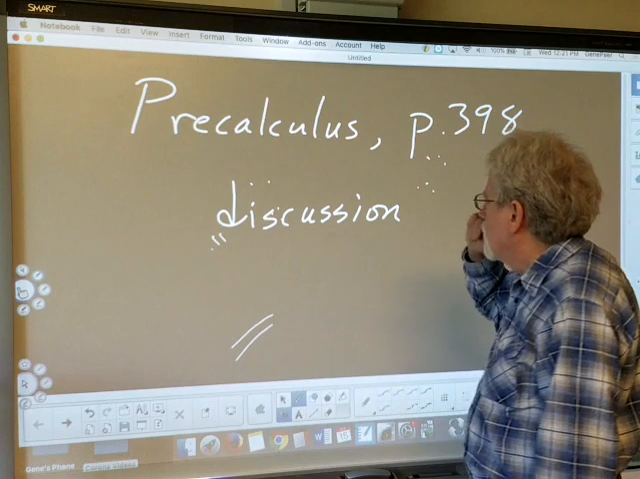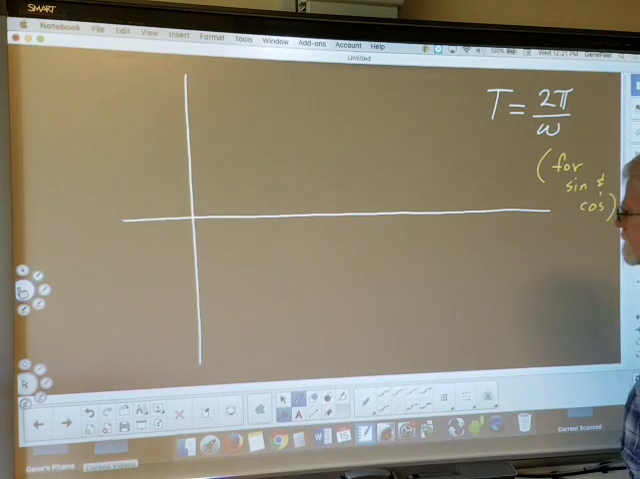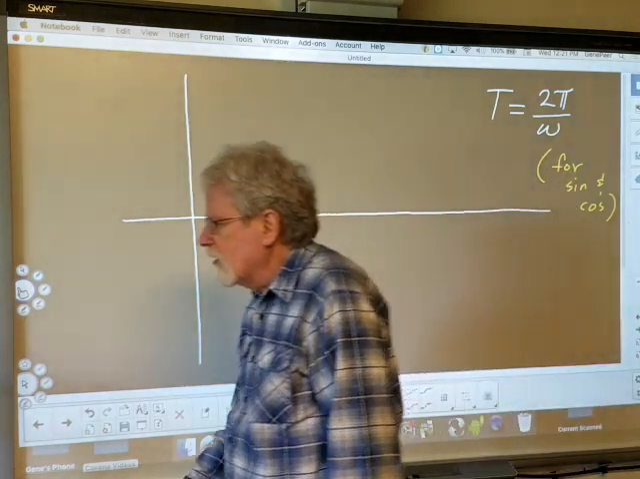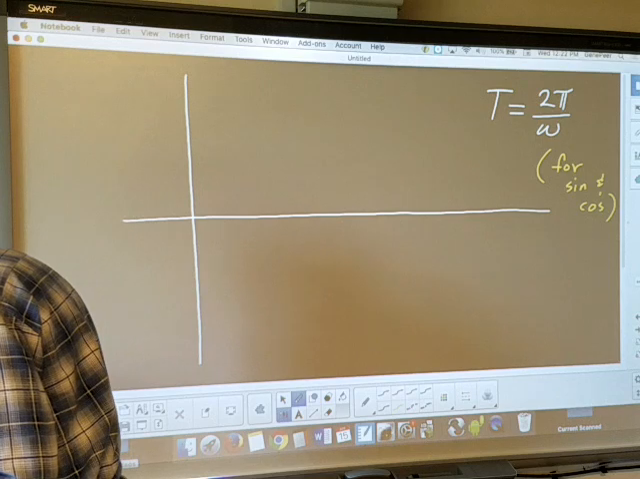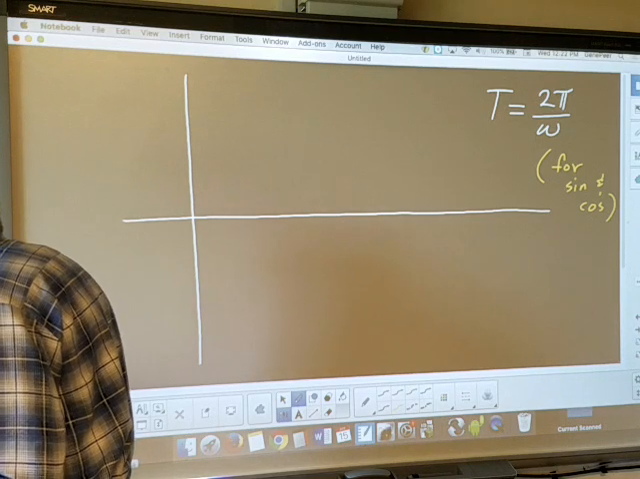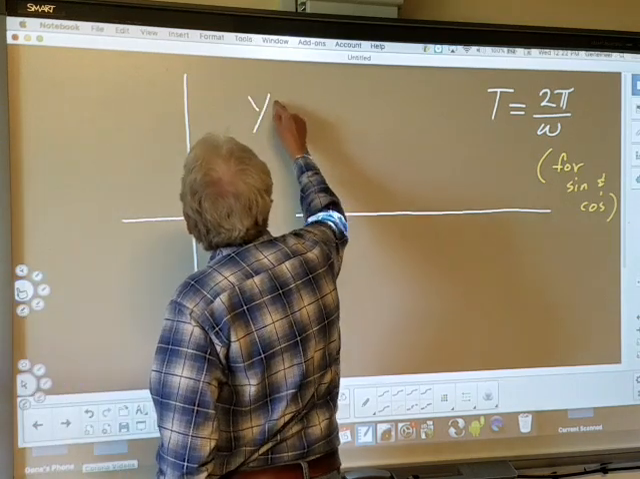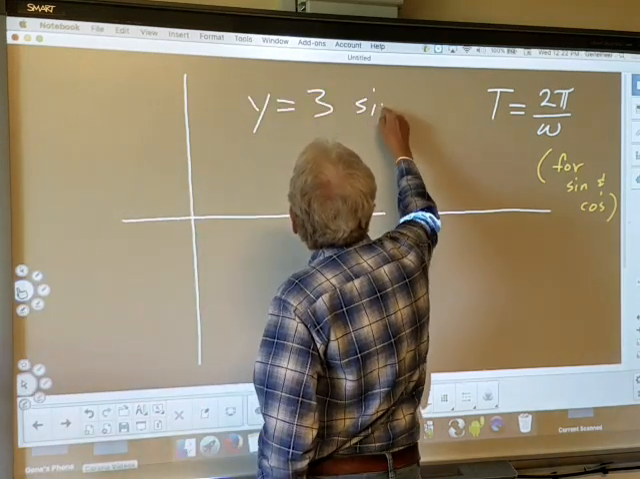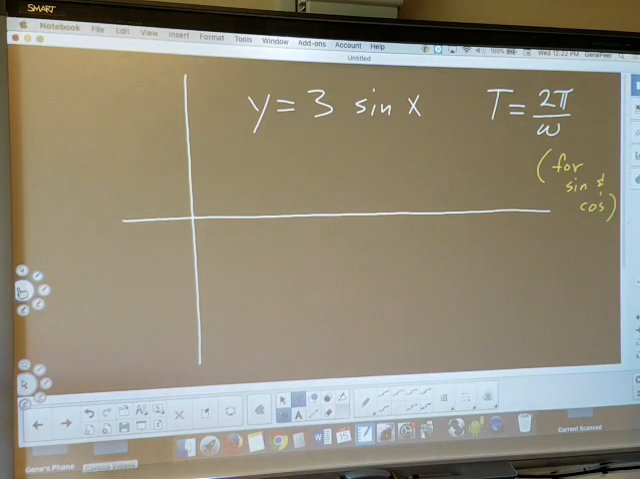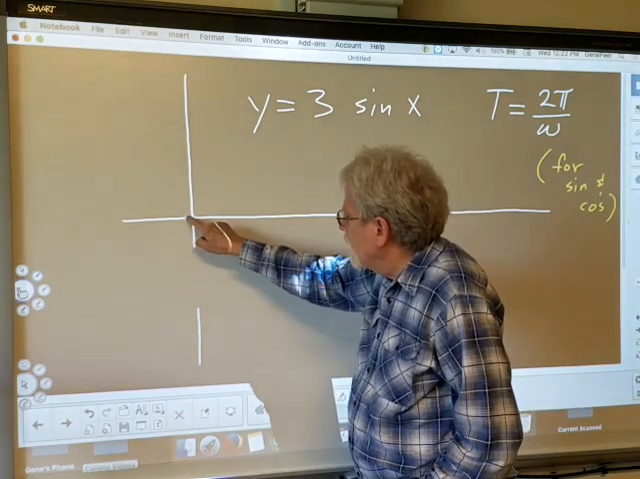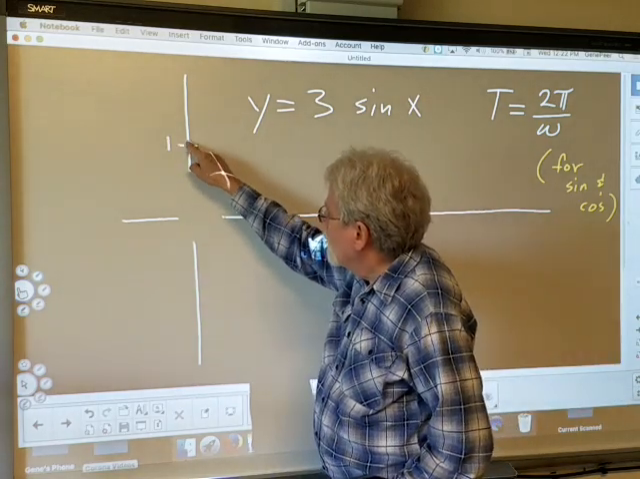So, yeah, we're looking at page 398, starting at number 44. We are to show at least two cycles of y equals 3 sine of x. All right, we know what sine looks like. Sine starts at 0, 0. Unlike cosine, remember cosine starts at 1.